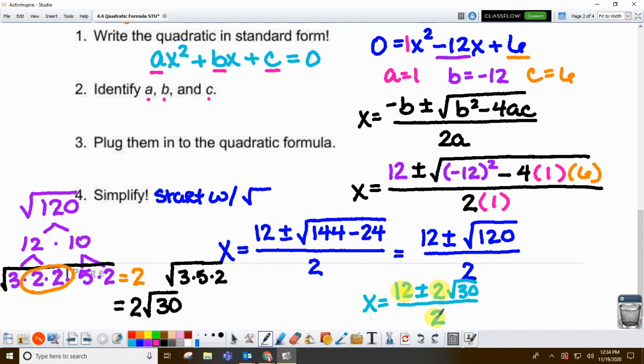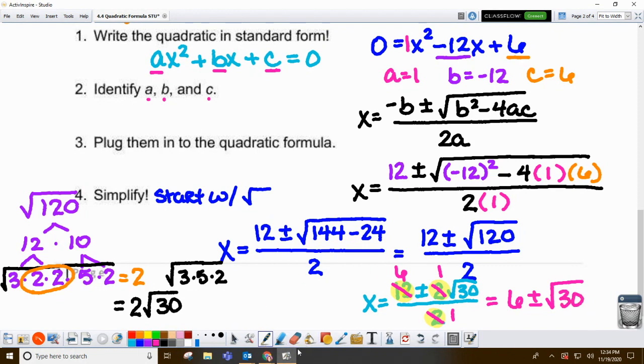So 12 and 2 and 2 are all divisible by 2. So 12 divided by 2 would give me 6. 2 divided by 2 would give me 1. I don't necessarily have to write that 1. And down here, 2 divided by 2 would also give me 1. A 1 in the denominator isn't required either. So to finish writing this answer, I could put 6 plus and minus. I don't have to put the 1 in front of the root. We would leave it as the square root of 30.